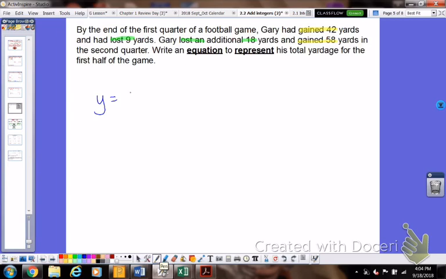So we start with a positive 42, so y equals 42, plus a negative 9, plus a negative 18, then plus a positive 58. So y equals 42 plus negative 9 plus negative 18 plus 58. Remember the positives for the gains, negatives for the losses.